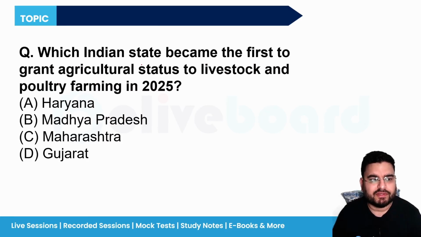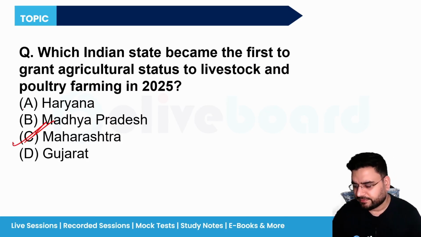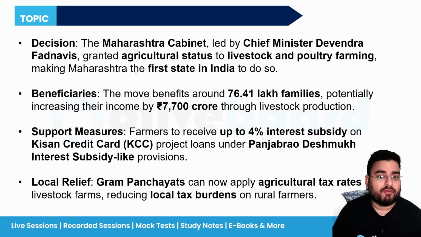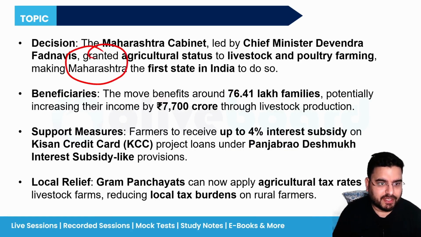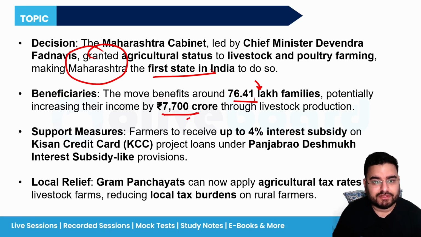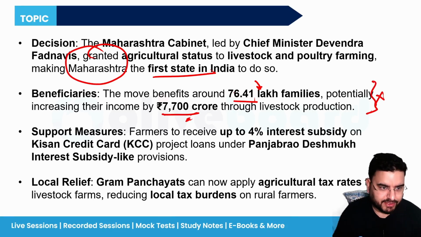So which Indian state became the first to grant agricultural status? Correct answer is Maharashtra. Now, what is the significance of this step? So first of all, remember the state Maharashtra, first state to provide the agricultural status. Now, what is the benefit? It is going to benefit around 76 lakh families, and it is going to increase their income by 7,700 crore rupees. You don't have to remember this, but just for your understanding, I am telling you. So please remember this thing.